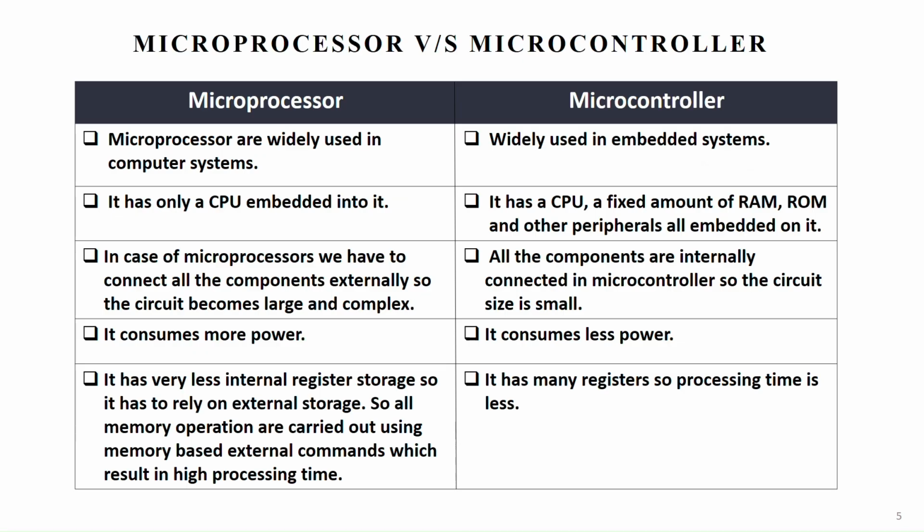Next is microprocessors and microcontroller comparison. A microprocessor contains only the CPU and requires external memory and peripherals. A microcontroller integrates CPU, memory, and peripherals on a single chip. Microcontrollers are small, cheap, and consume less power, which makes them ideal for embedded system.